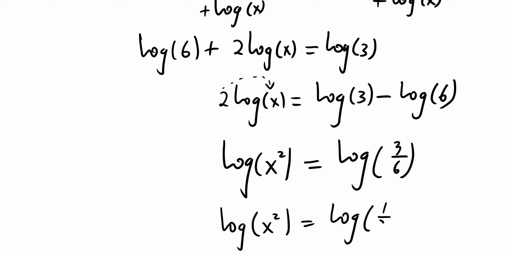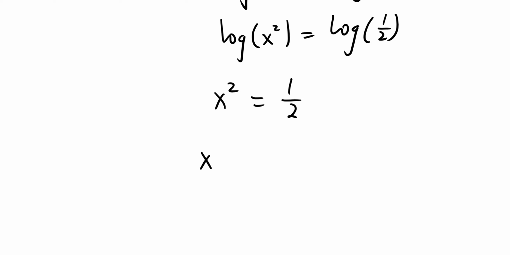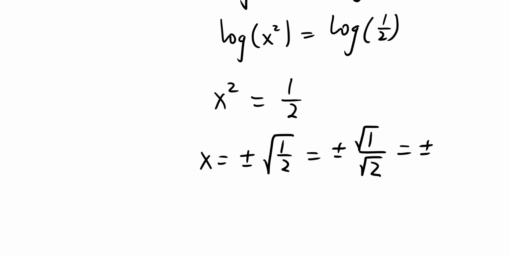So why did I bring the 2 up? Because now I see log something equals log something. From the previous section, if you have log of anything equal to log of the other thing, these two things can equal each other. So x squared is 1/2. So what is x then? x is plus or minus the square root of 1/2, which is plus or minus the square root of 1 over square root of 2. Plus or minus 1 over square root of 2.